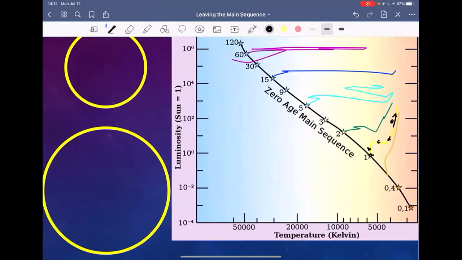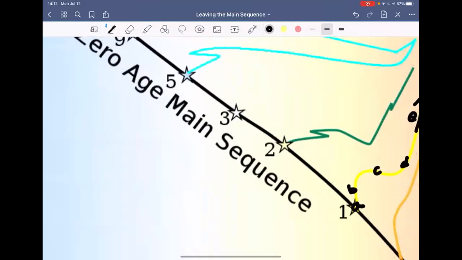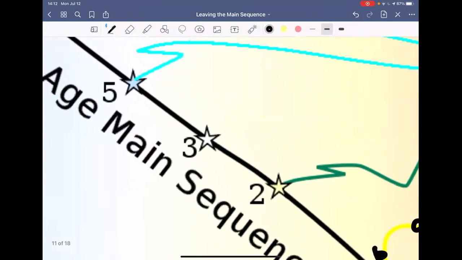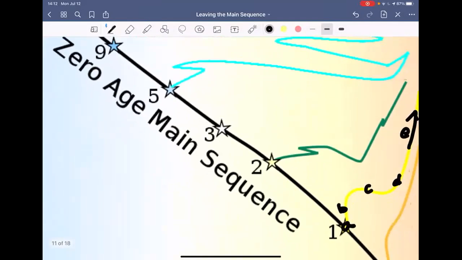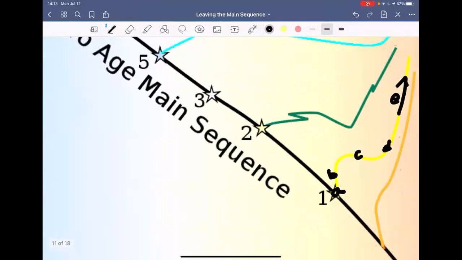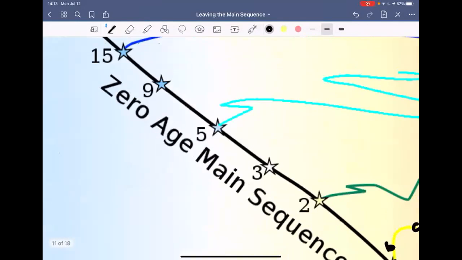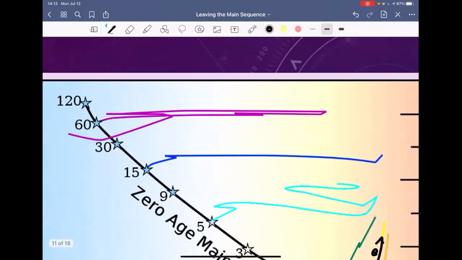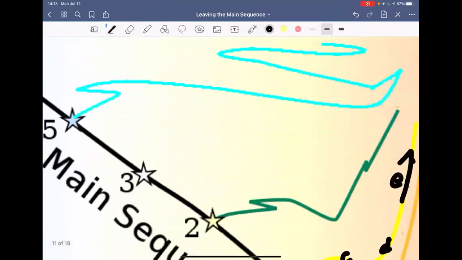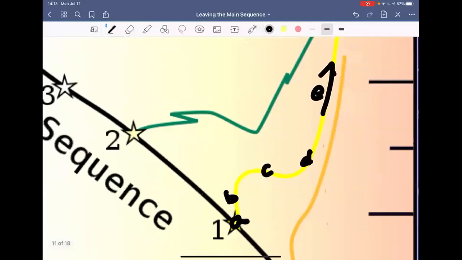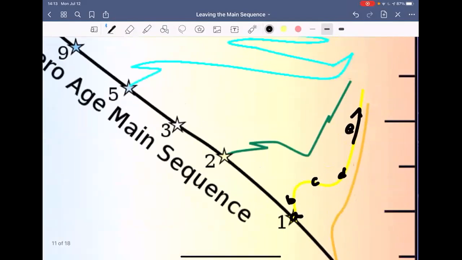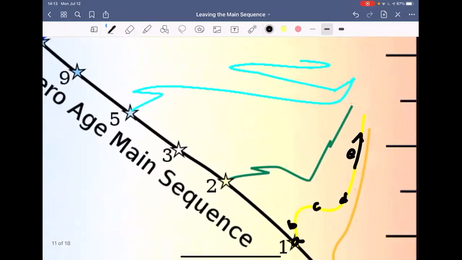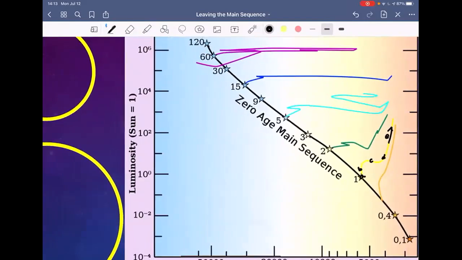But from over here, we have main sequence stars with 2 times the sun's mass, 3 times, 5 times, 9 times, 20, and 60 times the sun's mass. And you can see their paths are much weirder, right? They're much weirder. And I'm basically going to be trying to explain that.